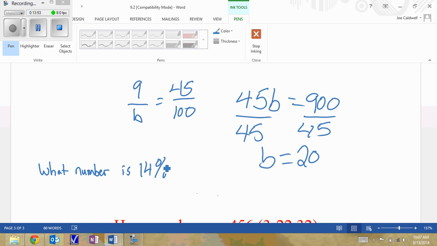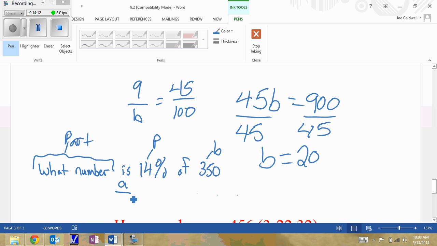What number is 14% of 350? So now notice where that what number part comes in. It comes in at the beginning. So now what we don't know is our part. We still know our percentage, but now we were given the base, or the b value. So again, it's just similar. It's just we don't know. We just are solving for different things every time.